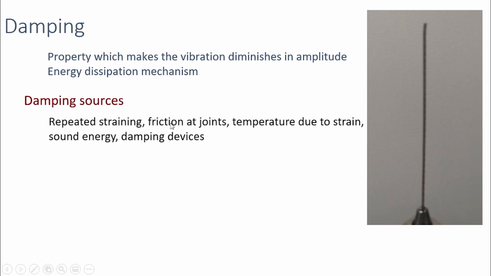So, what are the sources of damping? Any mechanism which is contributing to dissipation of energy in this system is a source of damping. So, when a structure is repeatedly straining, because of that straining, some energy is absorbed. So, that causes damping. And then there will be friction at joints. So, because of friction, some energy is lost. That is also a source of damping.